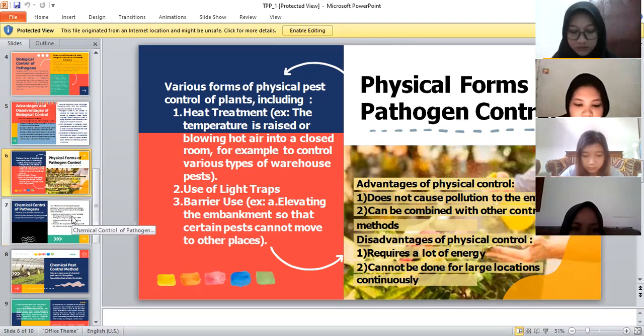Number 3, barriers. Barriers are various forms of physical factors that can hinder or limit the movement of pests so they do not come to our planting area. For example, elevating the embankment so that certain pests cannot move to other places. And the last, advantage and disadvantage of physical control. Advantage of physical control, first, does not cause pollution to the environment. And second, can be combined with other control methods. And disadvantage of physical control, first, requires a lot of energy, and last, cannot be done for large locations continuously.